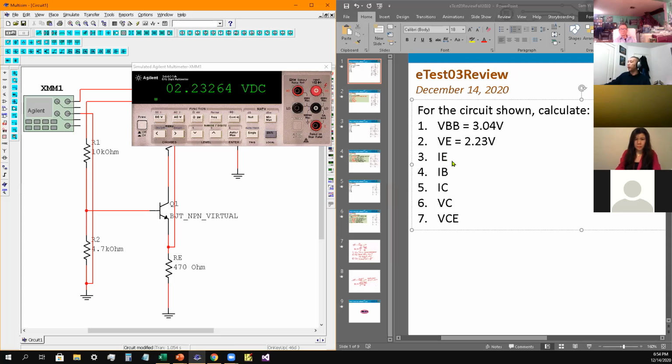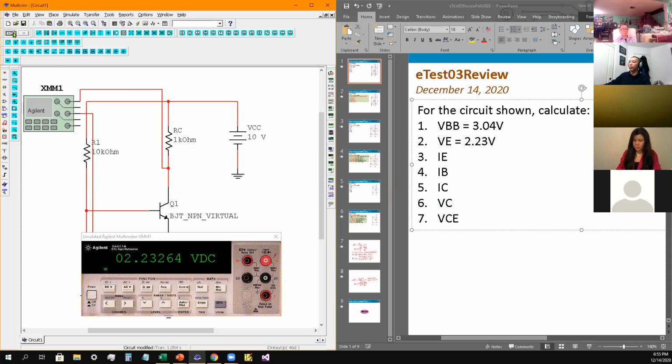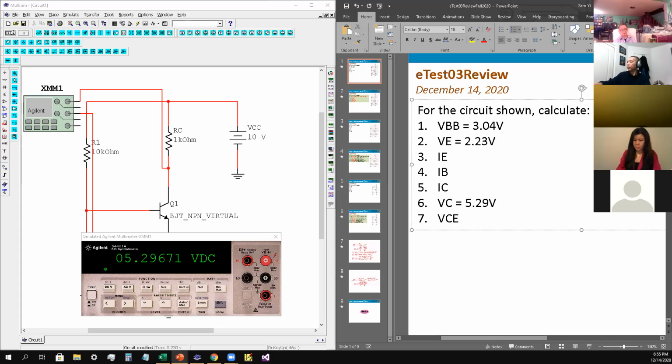I'm going to go ahead and measure all the voltages first. Next one, I look at VC. So I disconnect that, and the C would be here. Then turn on your simulation, and the value will show up here. Now I can turn it off right away, since it doesn't disappear. I come over here and type in my value, 5.29 volts.